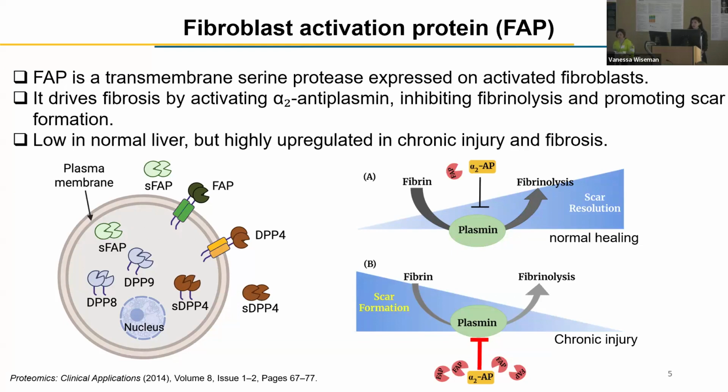Beyond being a biomarker, FAP actively promotes fibrosis by activating, or I would say over-activating, the antiplasmin, which inhibits this whole process called fibrinolysis. As a result, the scar formation surpasses the scar resolution, making the fibrosis progress more. Because it's low in normal liver and highly upregulated in chronic liver disease, it can be used as an ideal imaging target for FAPI PET.